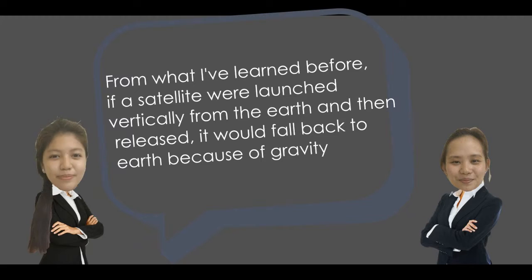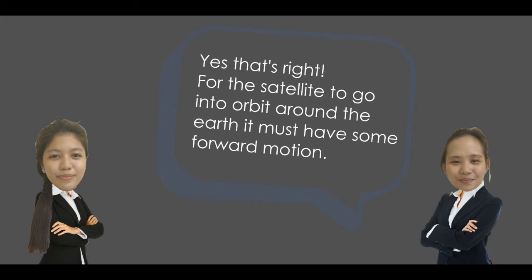From what I've learned before, if a satellite were launched vertically from the Earth and then released, it would fall back to Earth because of gravity. Yes, that's right. For the satellite to go into orbit around the Earth, it must have some forward motion.